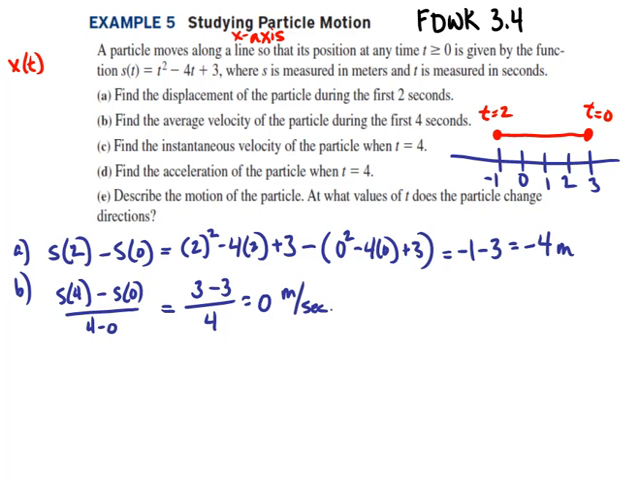Remember, average velocity is the displacement, rather than total distance traveled, divided by the time it took to get there. That would give you your average velocity. And in this case, it's 0.